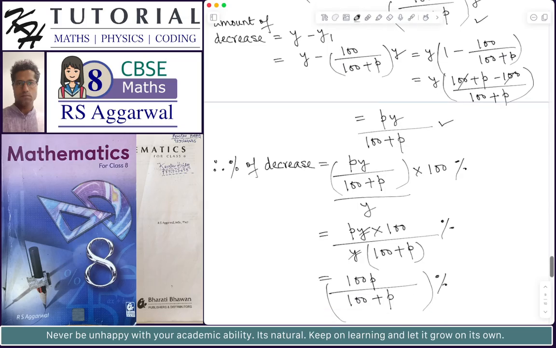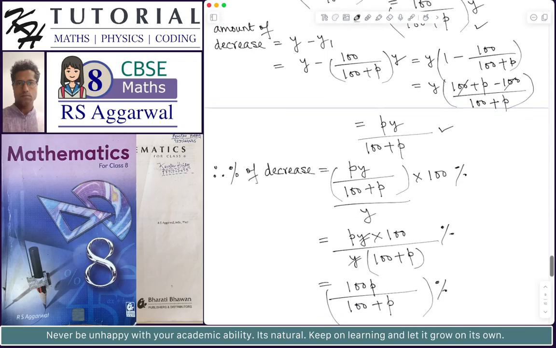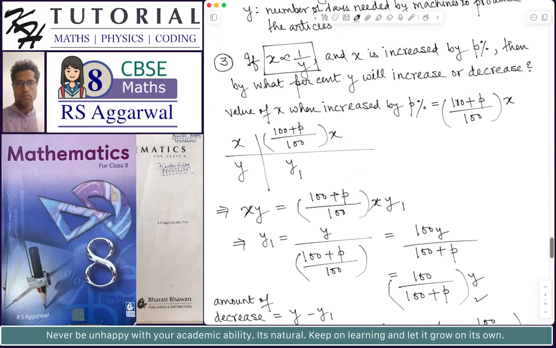So this is an important concept, which is a very conceptual problem. You are given that the two quantities x and y are inversely proportional to each other, and if x is increased by p%, then by what percent will y increase or decrease. Now definitely, if you increase x, y will decrease. If the question was if x is decreased by p%, then definitely y would have increased.